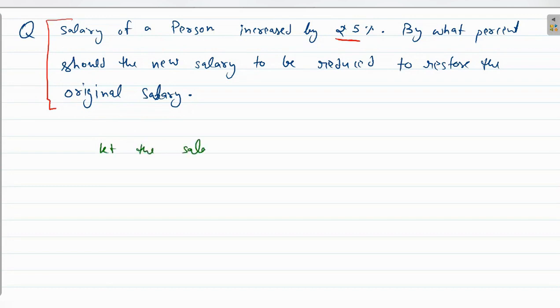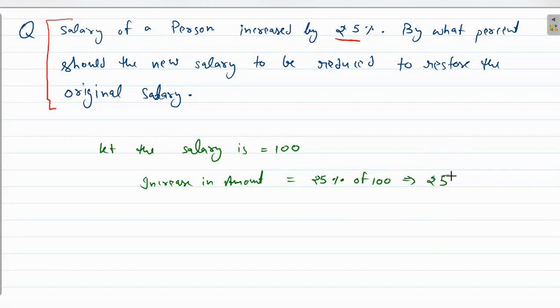Got it? They are increasing it by 25%. So the increase in amount will be how much? You will find 25% of 100, and it will come out to be 25 only. So the new salary will be how much?